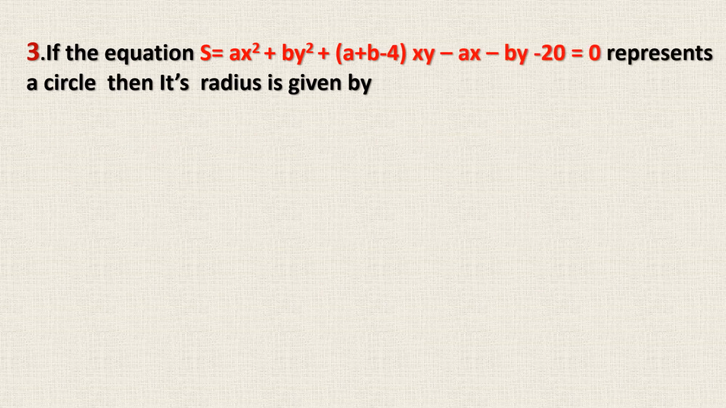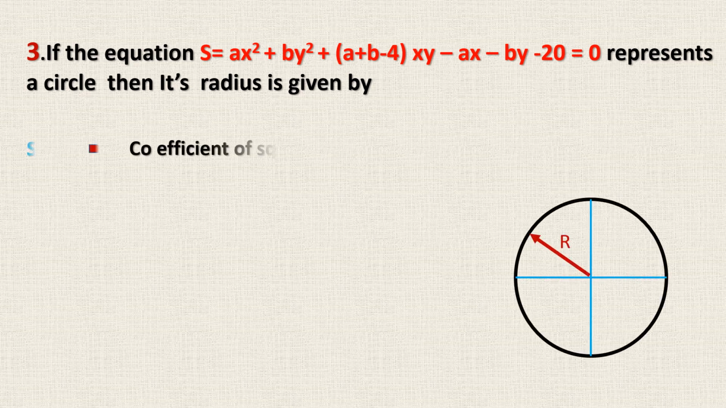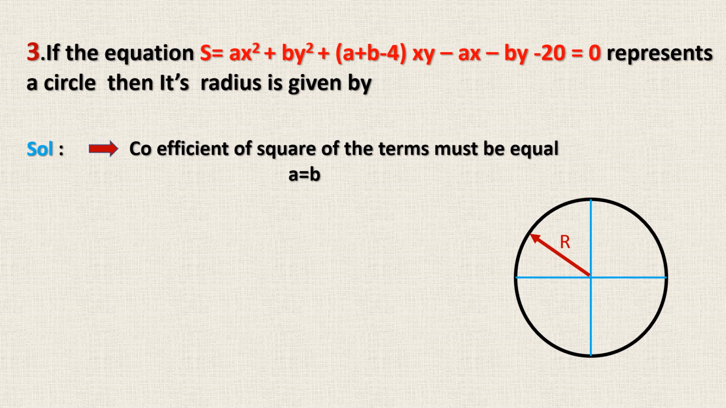Example 3. If the equation S equal to ax square plus by square plus a plus b minus 4xy minus ax minus by minus 20 equal to 0 represents a circle, then its radius is given by... For any equation to represent a circle, it has to satisfy three conditions. The conditions are: the coefficients of the square terms must be equal and not equal to 0. That implies a equal to b.